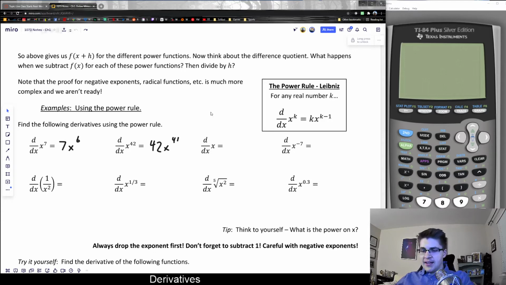So actually, let me go ahead and amend this note, which I said in the last video. Actually, it does work for k equal to 0. That's a silly case anyways. It would just be the derivative of a constant, which is always 0.